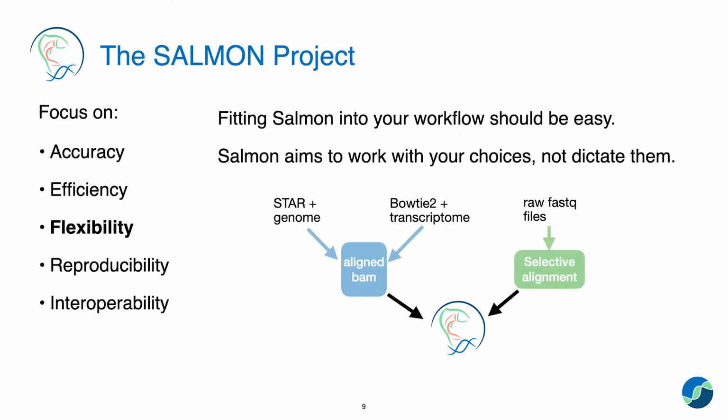The software really aims to be able to be dropped into many different settings. So it accepts either aligned BAM files, so you can do your alignment, map your reads to the transcriptome of interest, and provide that as input, or you can give it just the raw FASTQ files directly off the sequencer, and Salmon will do its selective alignment and produce these estimates.